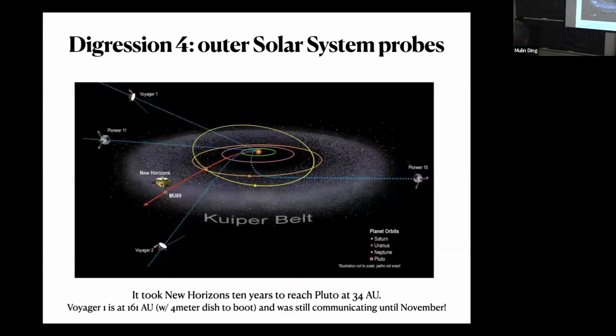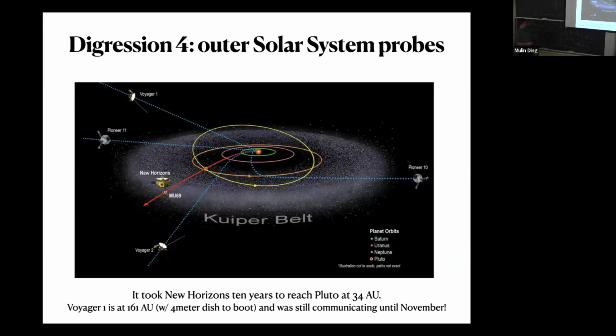Okay. The next digression. We haven't sent that many things far out in our solar system, and this is a list of at least all of the ones the U.S. has sent. Unfortunately, it takes a while to get things out there. In particular, the record holder is the New Horizons satellite, which took 10 years to get out to Pluto at 34 AU. Of course, if you sent things in 2 directions, 34 AU one direction, another, that's like a 70 AU baseline.